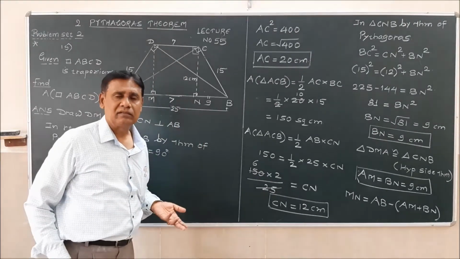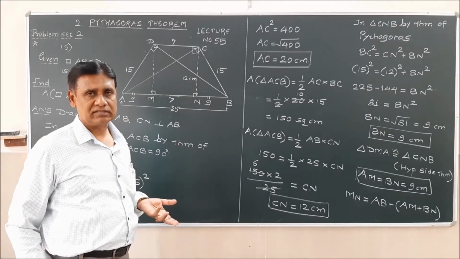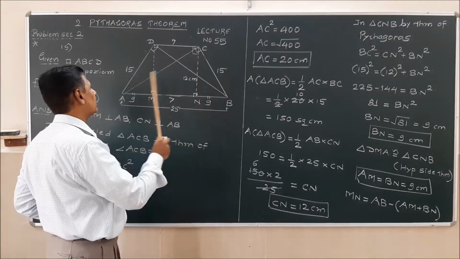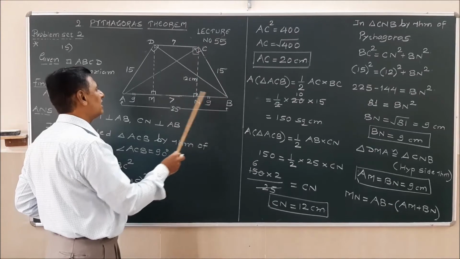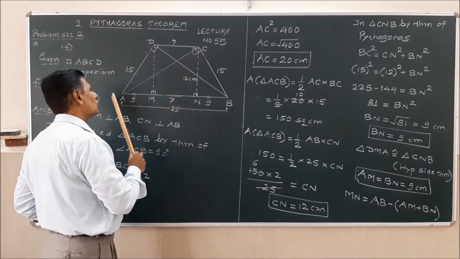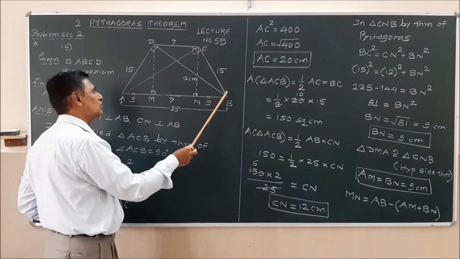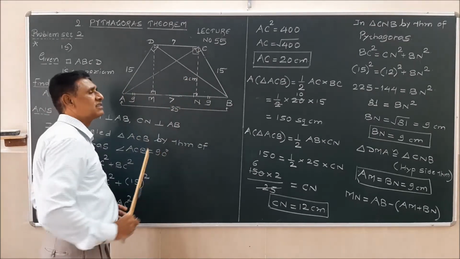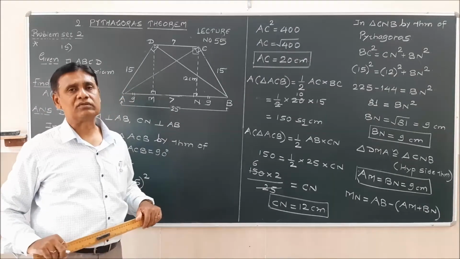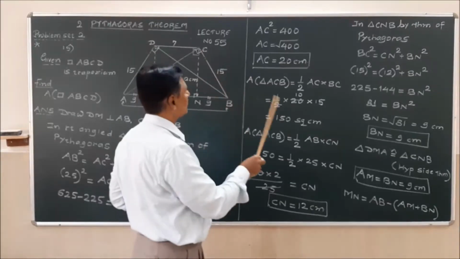You must be thinking, why am I finding AC? What was my interest in finding AC? Try to understand. If I get AC, then in triangle ACB, which is a right angle triangle, the area of ACB is equal to half AC into BC. The area of ACB is half the product of the perpendicular sides. That is the formula to get the area of a right angle triangle.